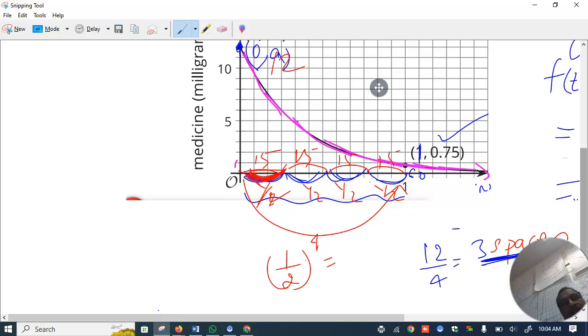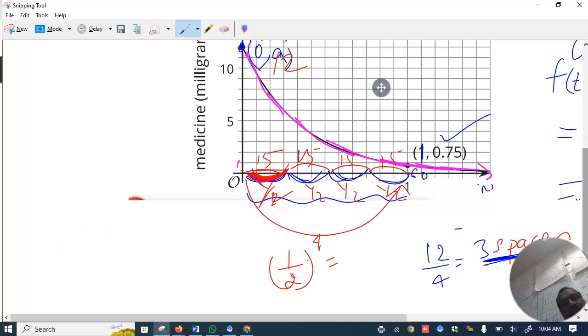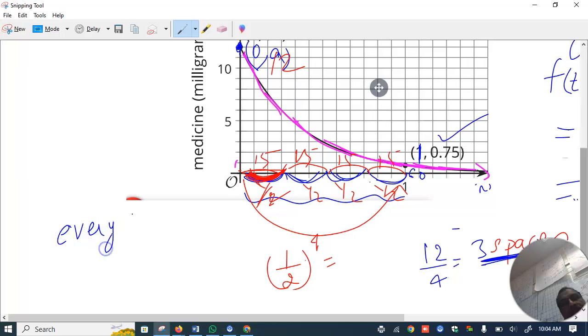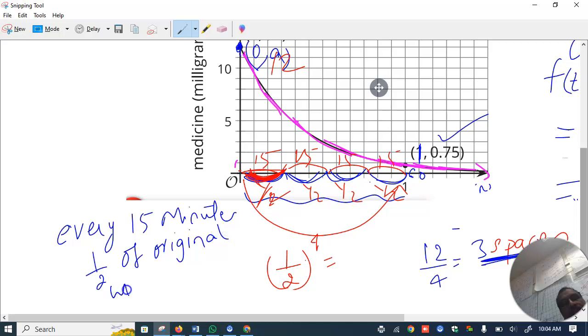That means what does this basically mean? Every 15 minutes, half of the original medicine given will remain. So that means half is 50%. So that means 50% is lost and 50% is what remains in the bloodstream every 15 minutes like this.